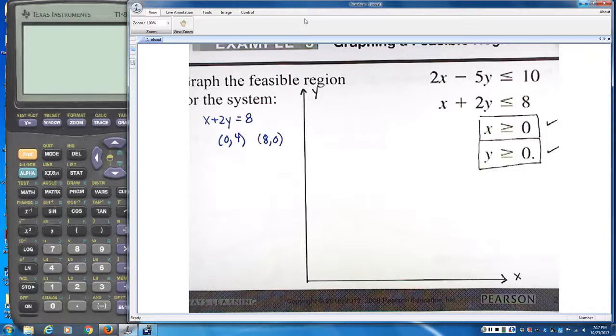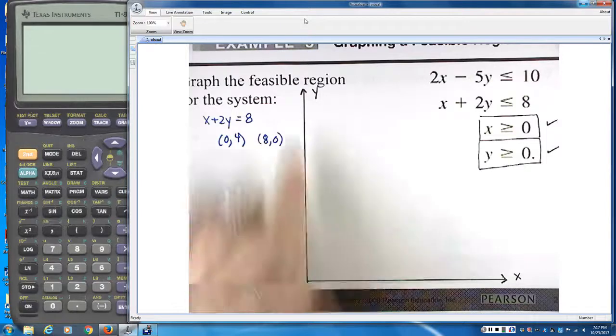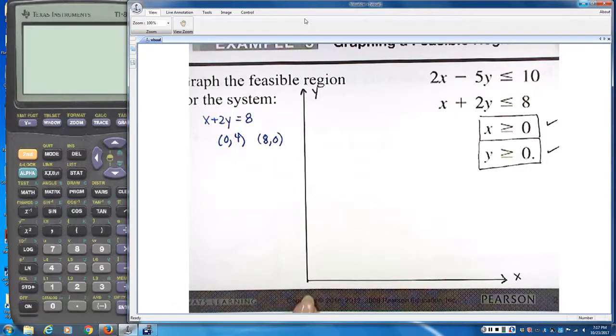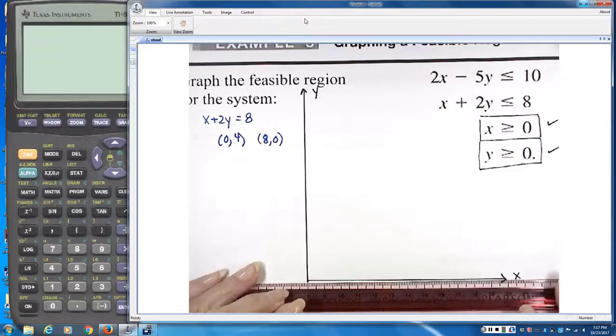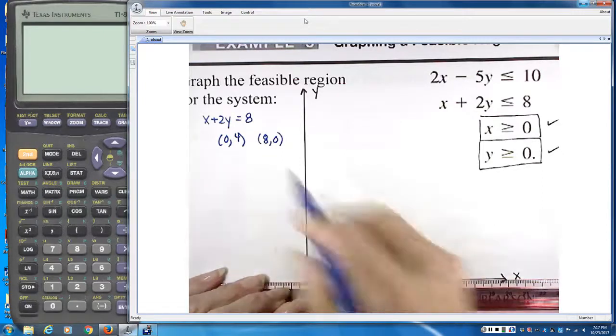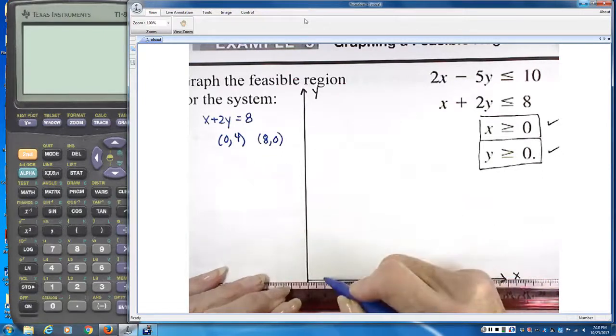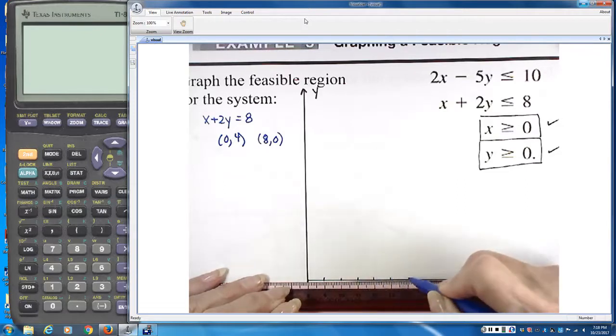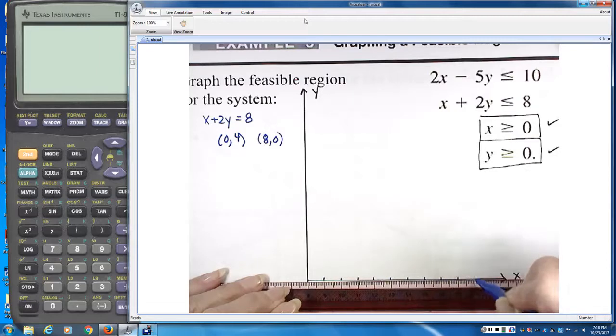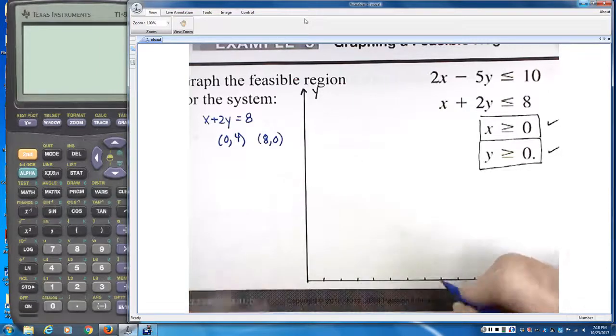And this is why the x and y intercepts are so important, because it lets you draw these on here and not have to worry about finding tough points or hard points. So I am going to try to keep it to scale though. So I've got my ruler here, and I've got to go 8, 0. So here's 1, 2, 3, 4, 5, 6, 7, 8. So here's 8, 0.